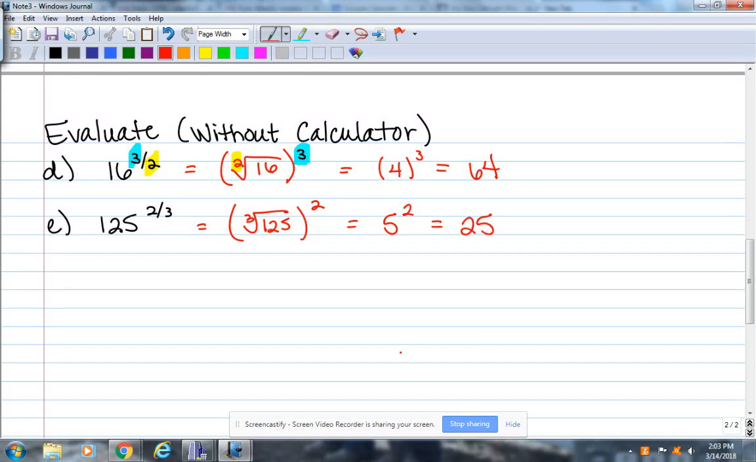Does that make sense? All right, let's do a negative exponent.